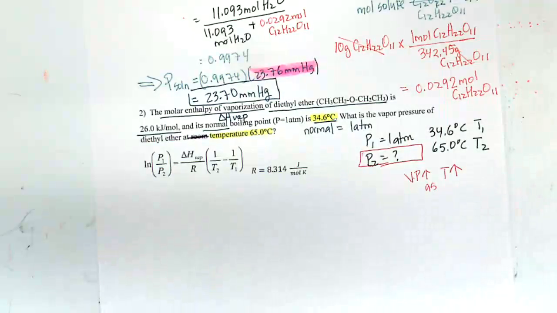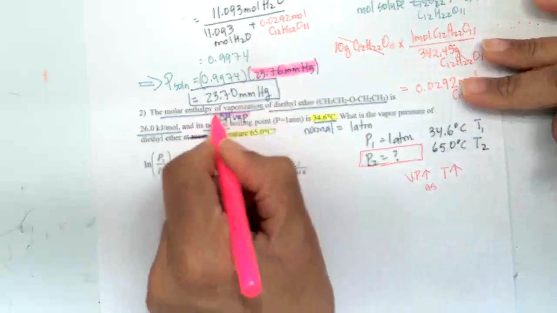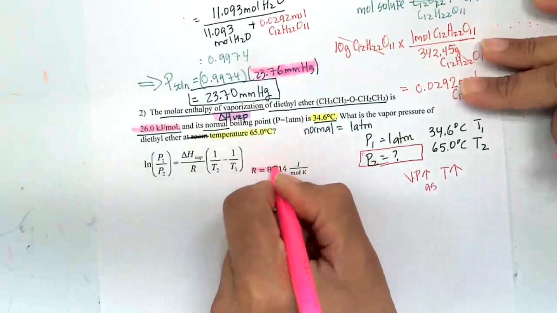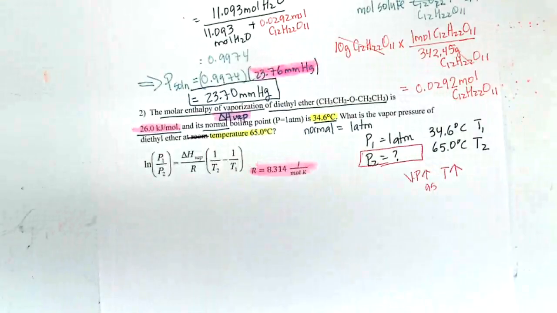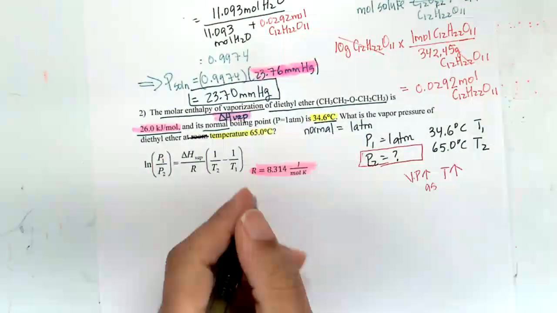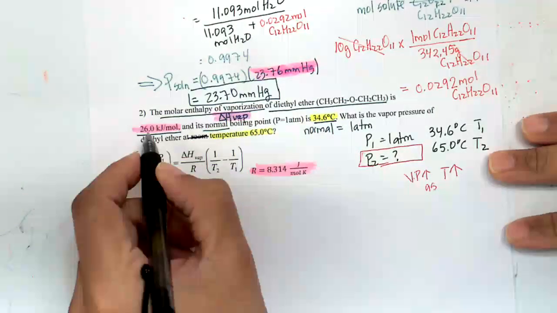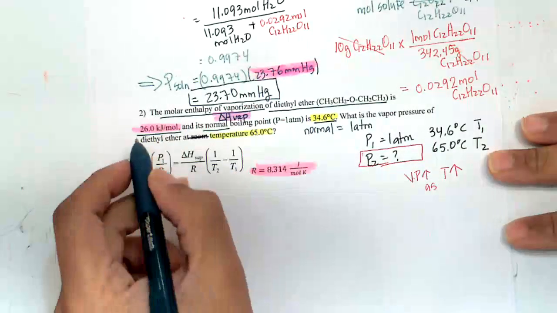And the first thing we want to do when you see this problem on the exam is convert the delta H vaporization to joules per mole. The reason why you want to convert it to joules per mole is because the constant R is in joules per mole Kelvin. Okay, so that conversion makes it 26,000 joules per mole. Okay, so delta H evap, or delta H vaporization, is 26,000 joules per mole.